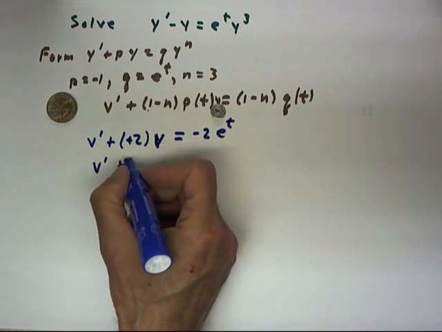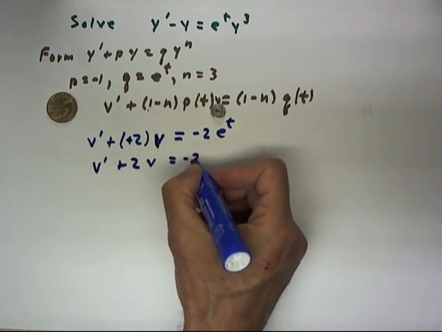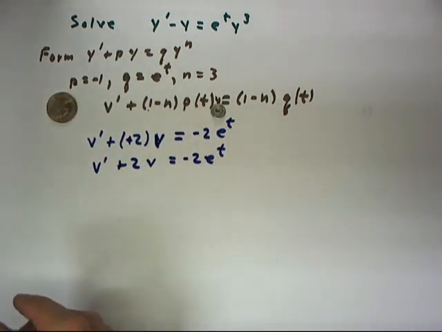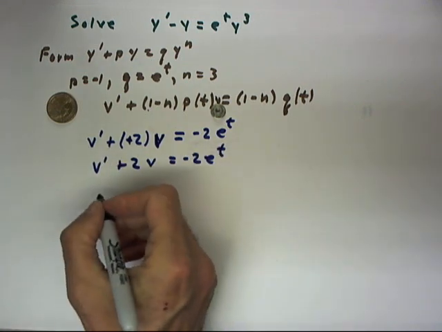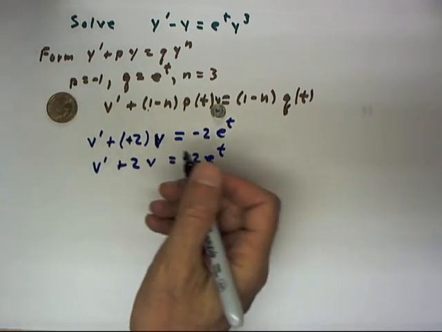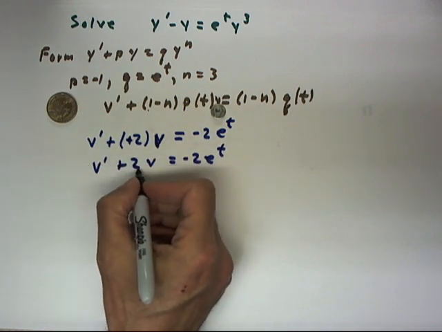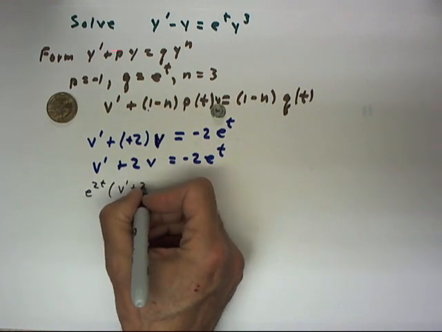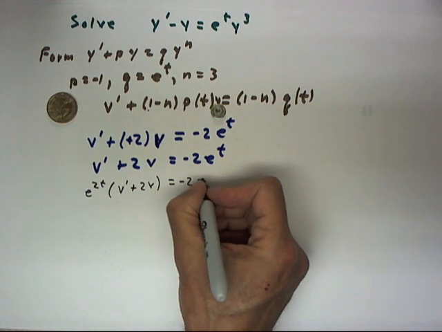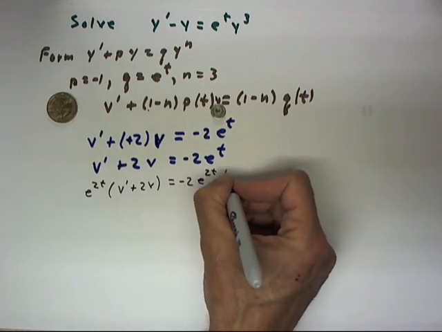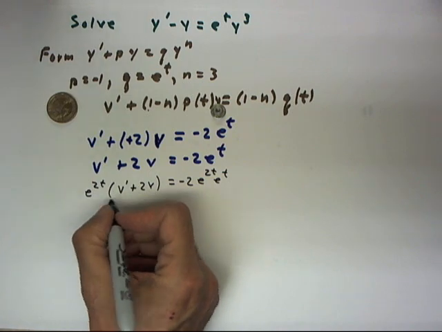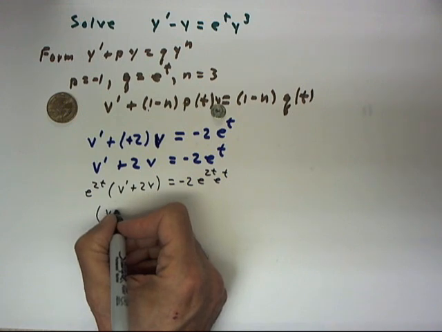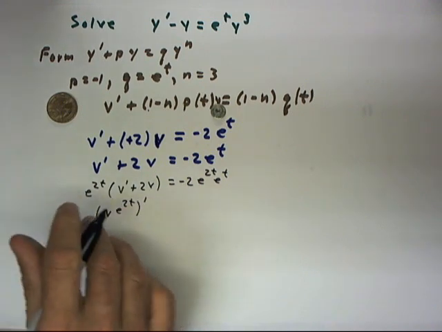Okay, so we have the equation v prime plus 2v equals negative 2e to the t. We solve the equation as a linear non-homogeneous equation. Our integrating factor is going to be e to the 2t. So we're going to have e to the 2t multiplied by v prime plus 2v equals negative 2 e to the 2t times e to the t, giving us v e to the 2t prime on the left-hand side.